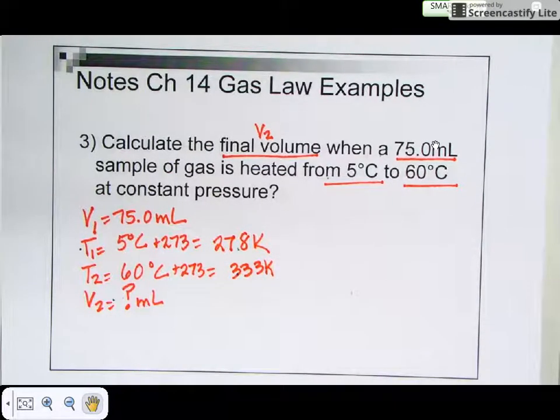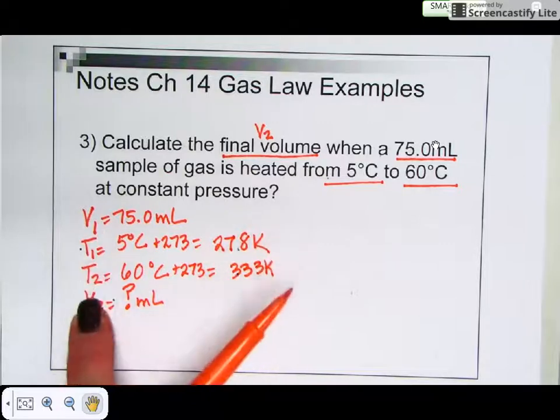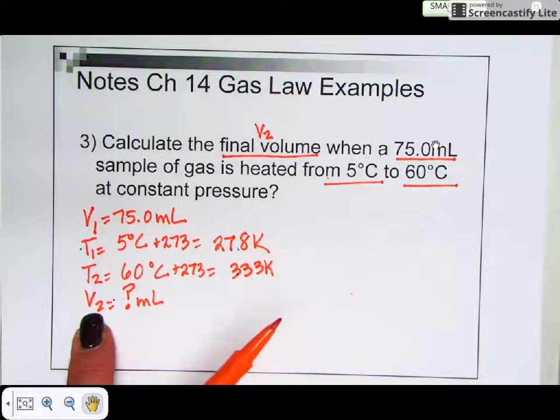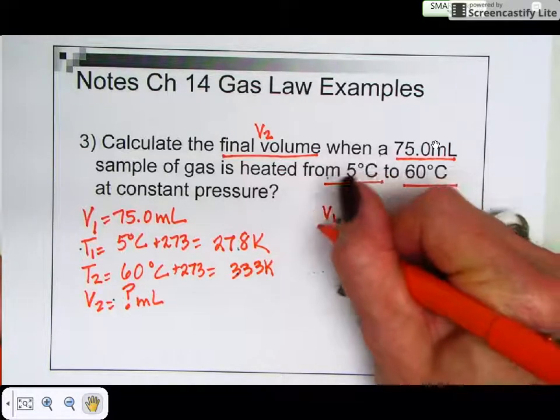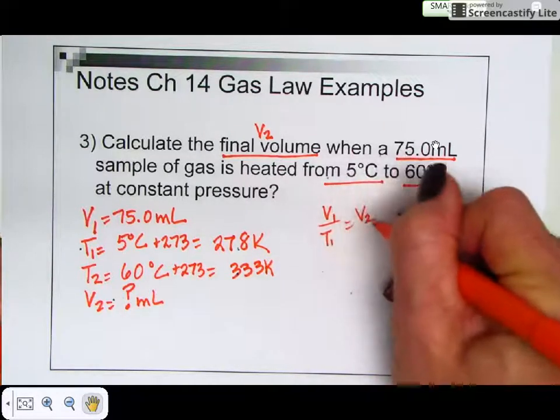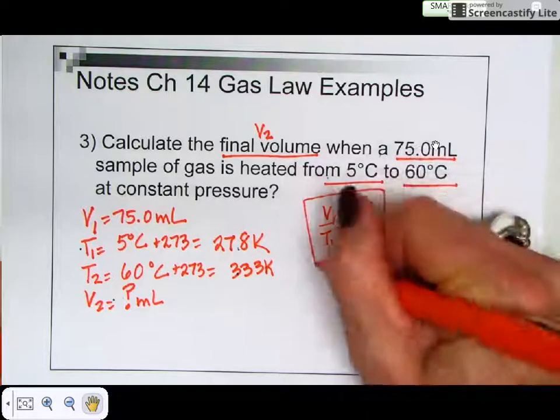Ready to plug into our formula? We're going to decide whose formula we need. We see T's and V's here, which means it's Charles's law. And the formula for Charles's law is V1 over T1 equals V2 over T2. There's the formula we're going to use.